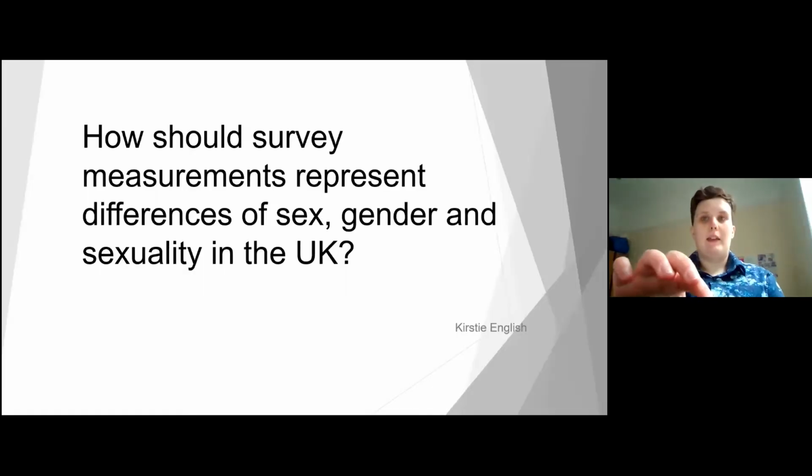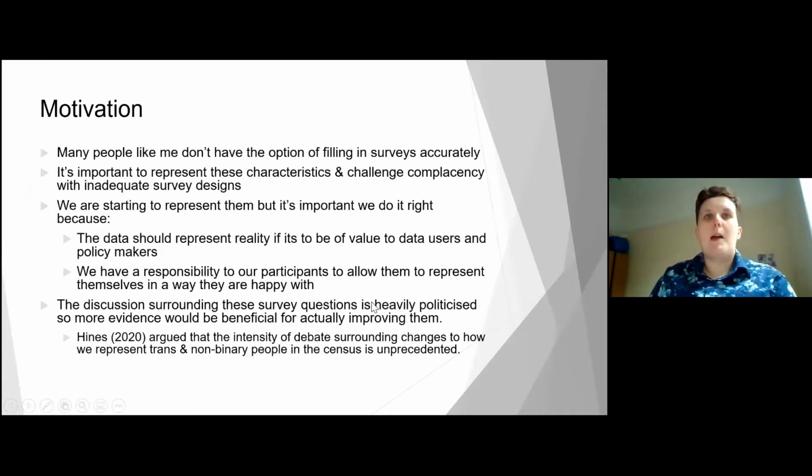And I'm almost finished my first year of this research. I'm looking at how survey measurements represent sex, gender and sexuality in the UK, with a focus on population surveys and those that are most overlooked by current survey practices. So a little bit about my motivation for this research.